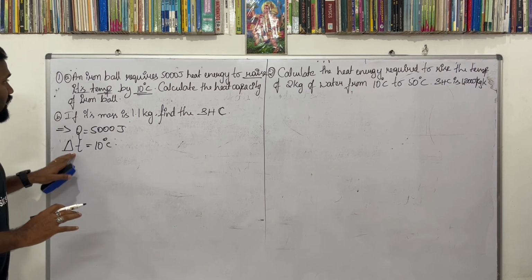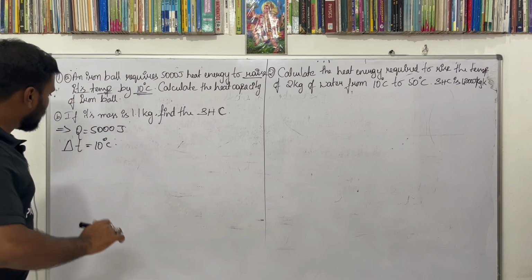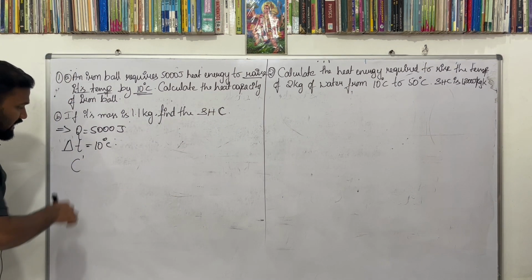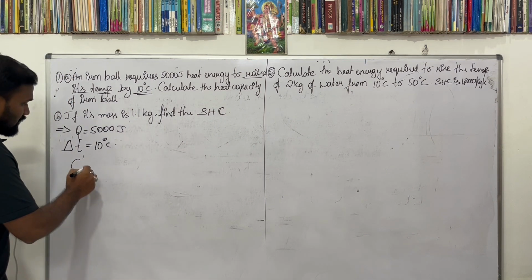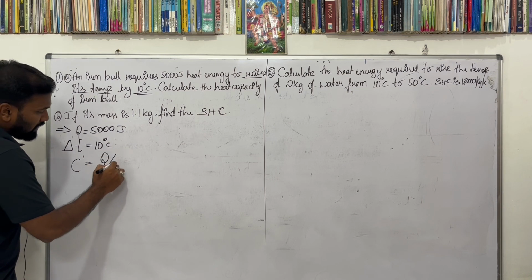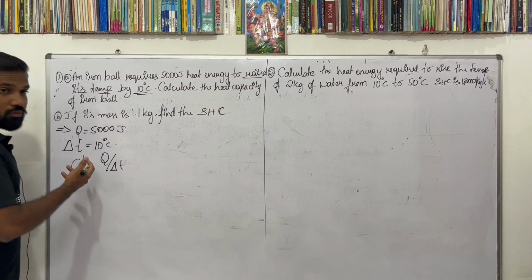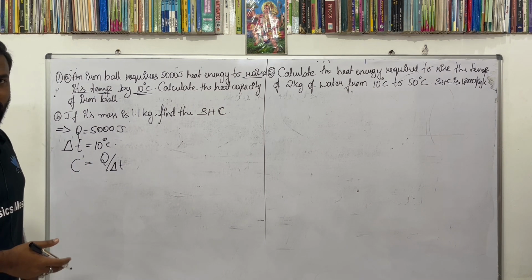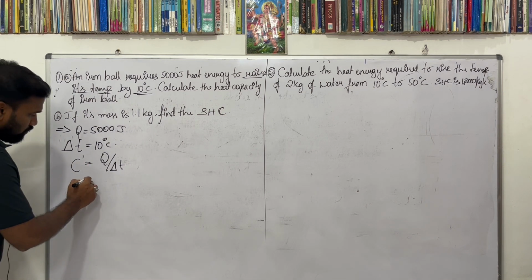Now calculate the heat capacity of the iron ball. Heat capacity means C dash. We know the formula for C dash: it is Q divided by delta T. I have explained all these things in the previous video. So what is the value of Q?